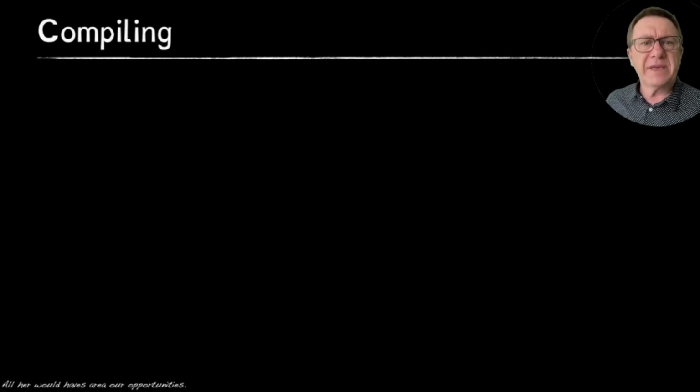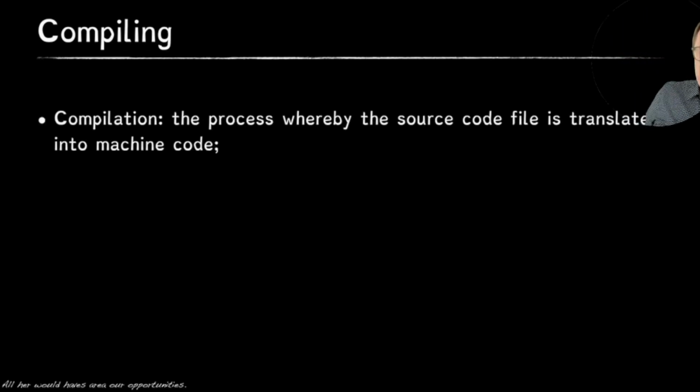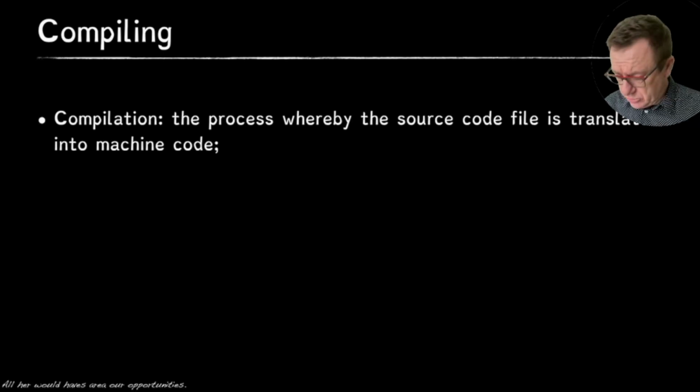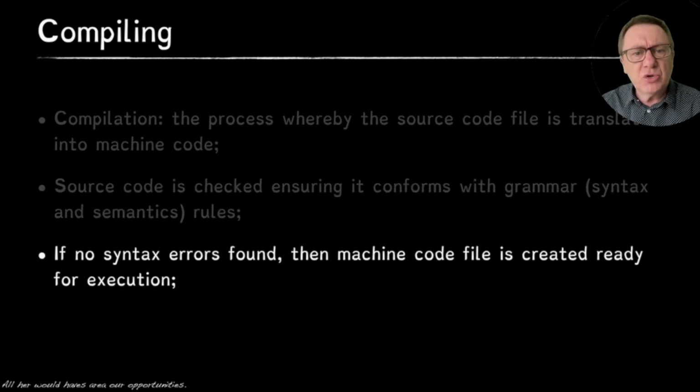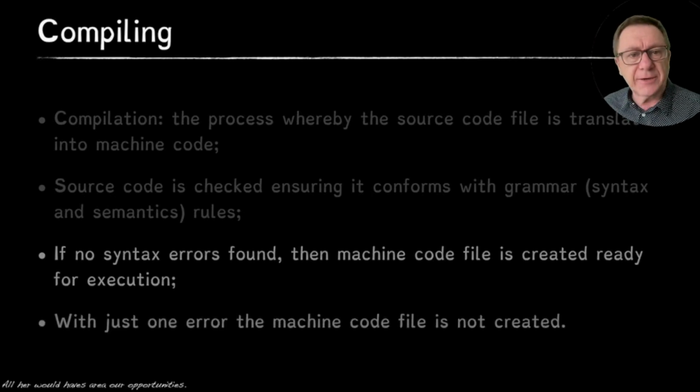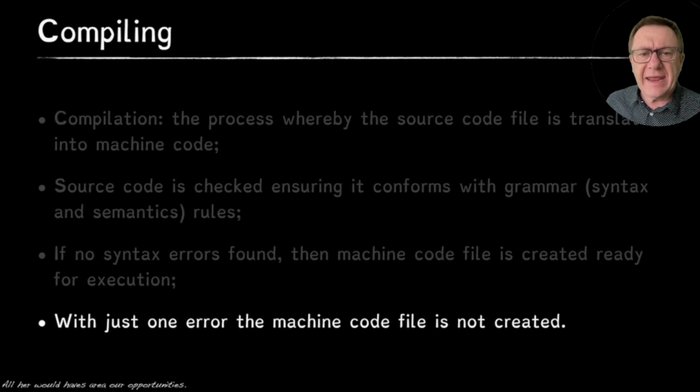The next form is compiling. Compilation is the process whereby the source code file is translated into machine code, all right? So the source code is checked, making sure it conforms to the grammar rules and everything that's required. That's nice. And if there's no syntax errors found, then the machine code is created, okay, and it is ready to go. It's ready for execution. Now, with just one error, the machine code file isn't created.